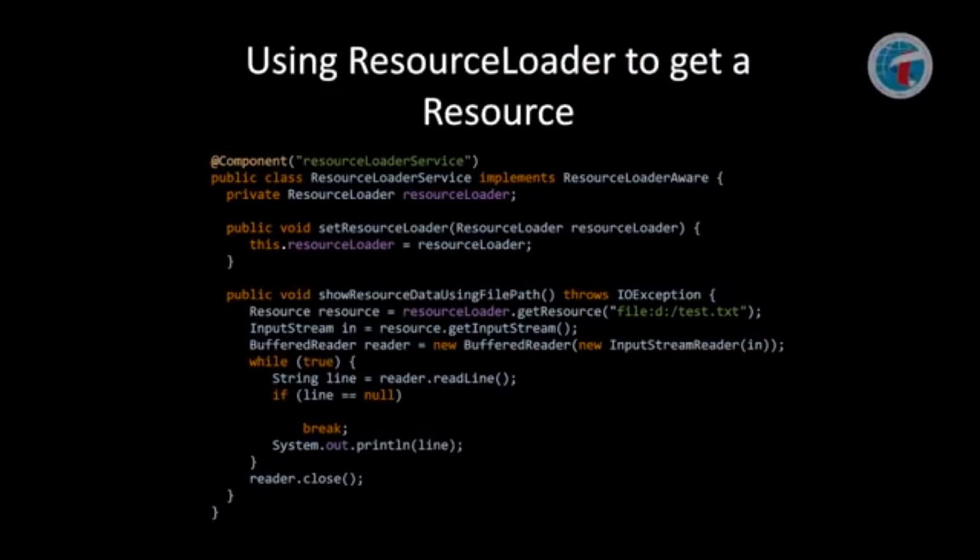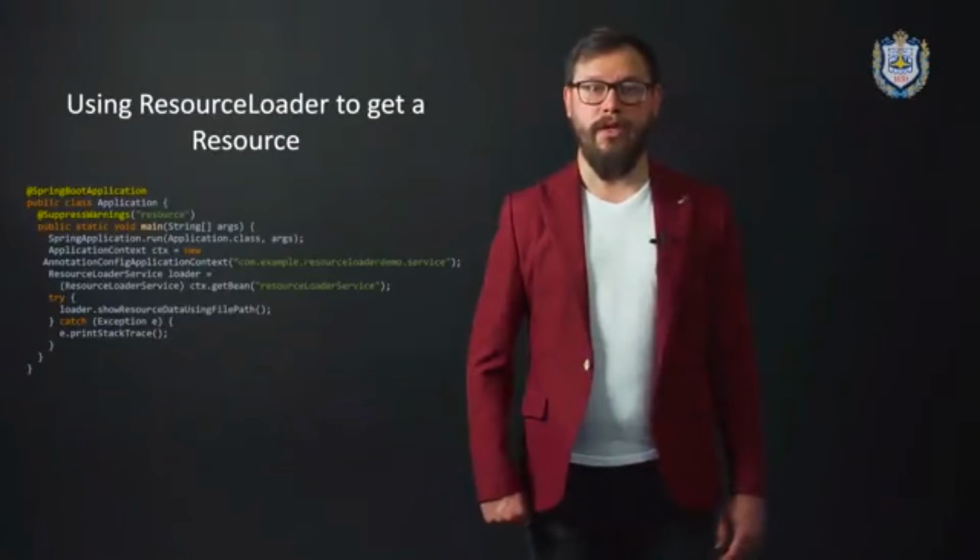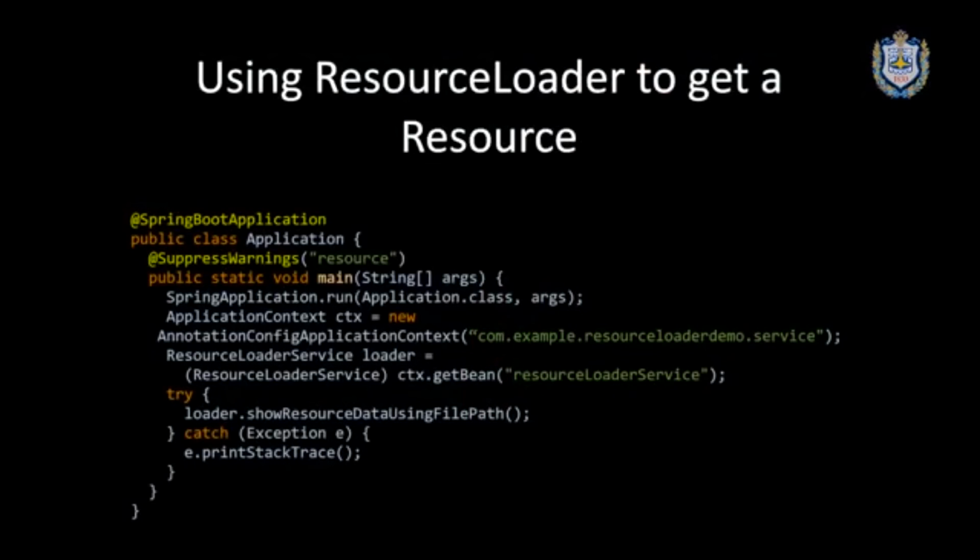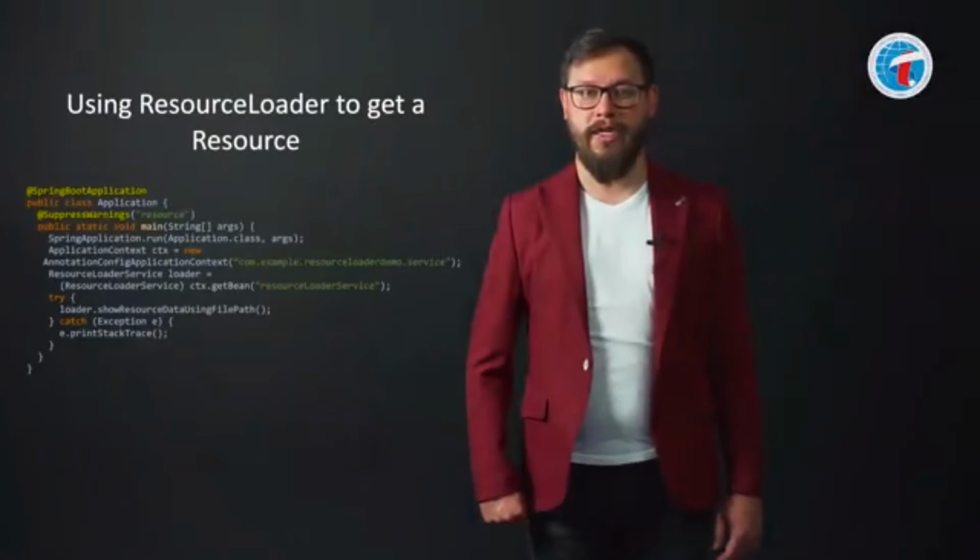Now let's see how to load a resource using ResourceLoader. First, we need to define the class ResourceLoaderService. It has the showResourceDataUsingFilePath method, which contains the getResource method to load a text file from a path provided and print it line by line to the console. Next, we need to write the main method. With the help of the Spring application context, we get the ResourceLoaderService object and call the showResourceDataUsingFilePath method using this object. All the work of defining the resource type and loading is done by Spring.